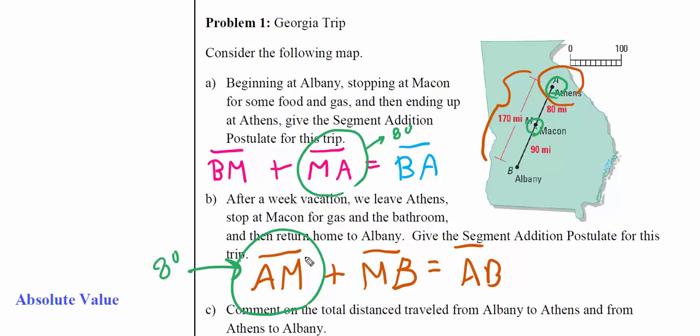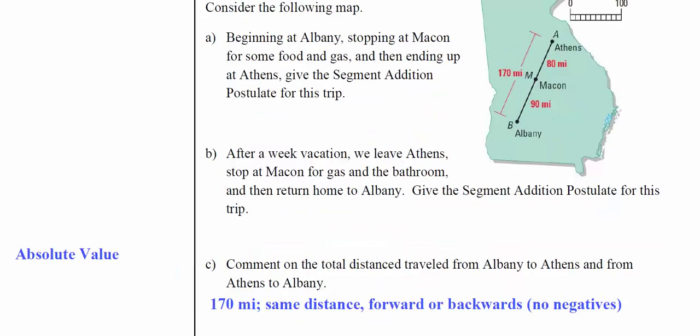Whether you walk forward 5 steps, or you walk backward 5 steps, or you walk to the side 5 steps, it still is 5 steps. We note that the total distance for the entire trip is going to be 170 miles. It doesn't matter if we start in Albany and finish at Athens, or if we begin at Athens and finish at Albany. It's still 170 miles no matter what. Okay? So whether we go forward or backward, it doesn't matter.